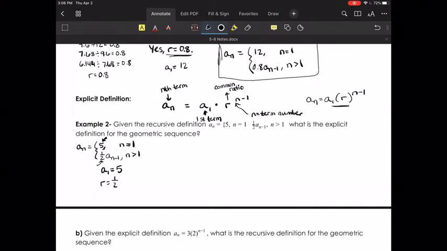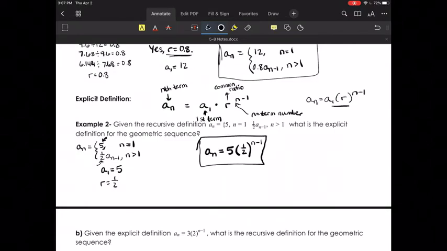So using what we just wrote down in the above definition, I leave a_n alone. Whenever you're writing an explicit definition, just leave it. a1, we know, is 5. Then I put my common ratio in parentheses, so 1/2, and raise it to the n minus 1. That's your explicit definition. The reason we leave a_n and n alone is because that's what you actually use to be able to find missing terms. So if I said, okay, go find the 20th term in this sequence, you could just plug in 20 for n and solve it that way.